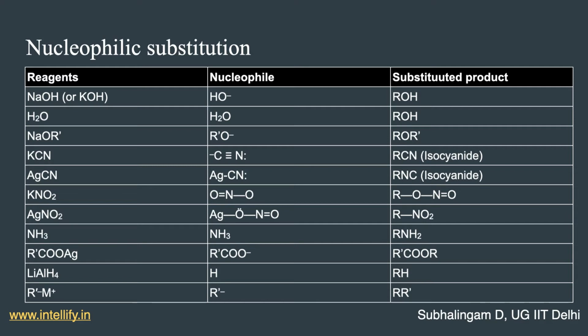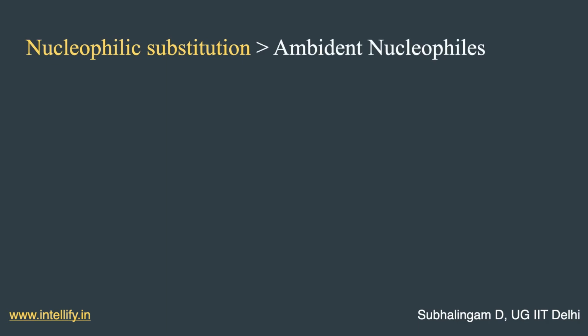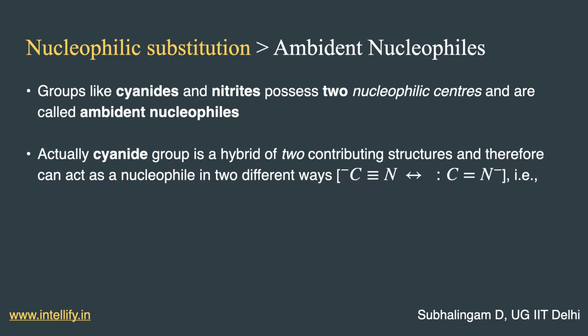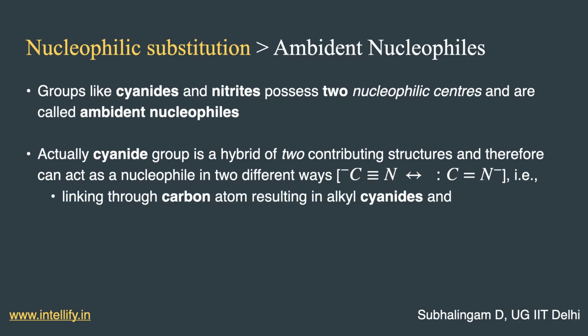Now as I had promised, let's look at the nature of cyanide, which is again an ambident nucleophile. So what is an ambident nucleophile? Groups like cyanides and nitrites possess two nucleophilic centers and are called ambident nucleophiles. Actually, the cyanide group is a hybrid of two contributing structures and therefore can act as a nucleophile in two different ways. That is, linking through a carbon atom results in alkyl cyanides and through the nitrogen atom we get isocyanides.